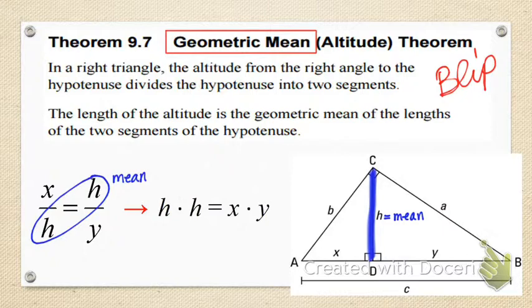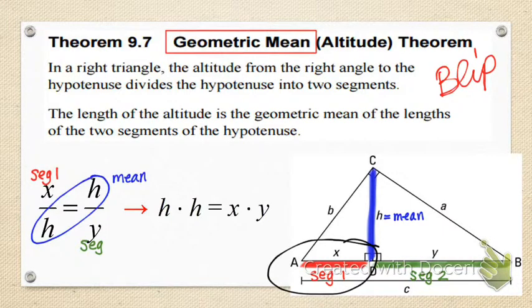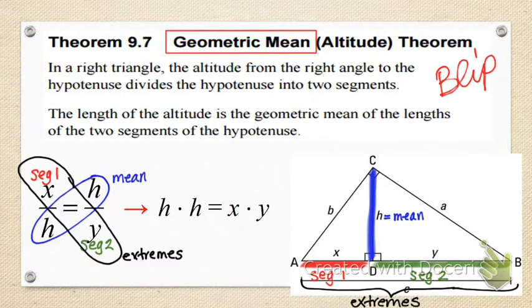the altitude, this guy H right here, he's always the mean of two other pieces. And the two pieces that he's the mean, middle, or average of, multiplicative average of, are the two segments that the hypotenuse is cut into. So these two segments down here, this red segment here, this guy is the smallest piece. This guy is the largest piece. Those are your extremes. And then the altitude is going to be your mean. He's going to be in the middle. So we'll set up a proportion and then we should be able to solve. Okay?